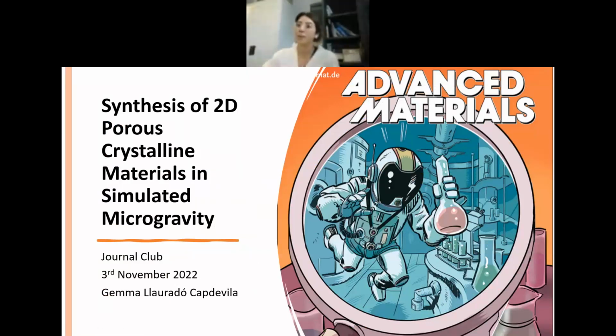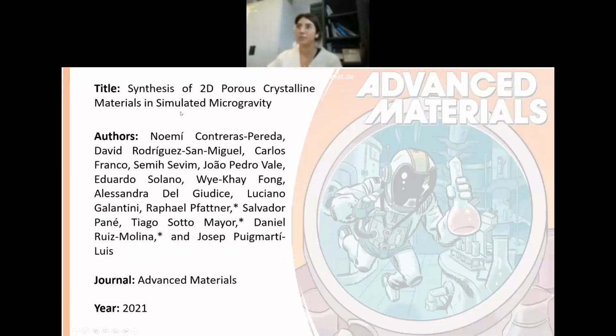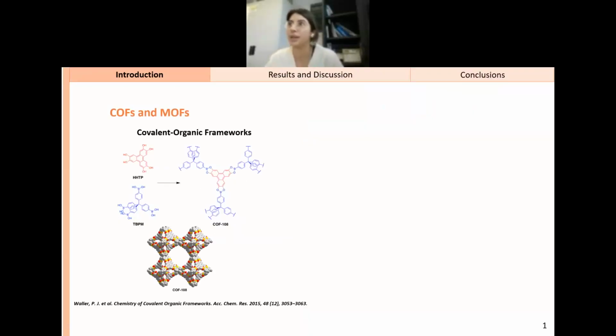So today in this journal club, I will be presenting this paper. This paper has this title, Synthesis of 2D Porous Crystalline Materials in Simulated Microgravity. These are the authors that contributed to this work, and this paper was published in Advanced Materials in 2021. So first of all, I would like to start by introducing a little bit what COFs and MOFs are. COFs are covalent organic frameworks.